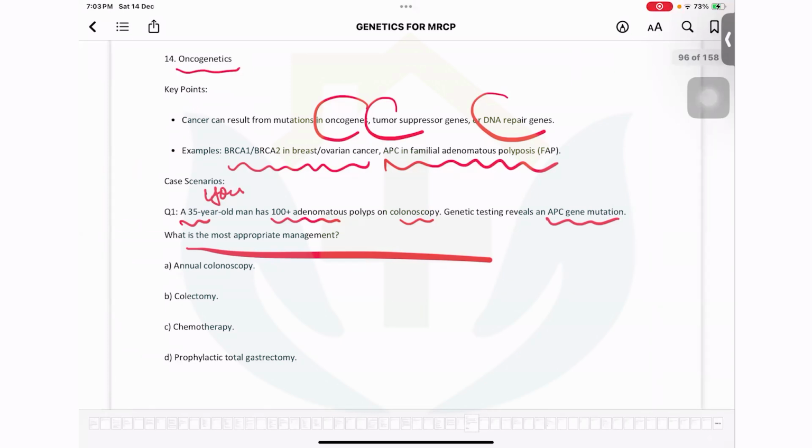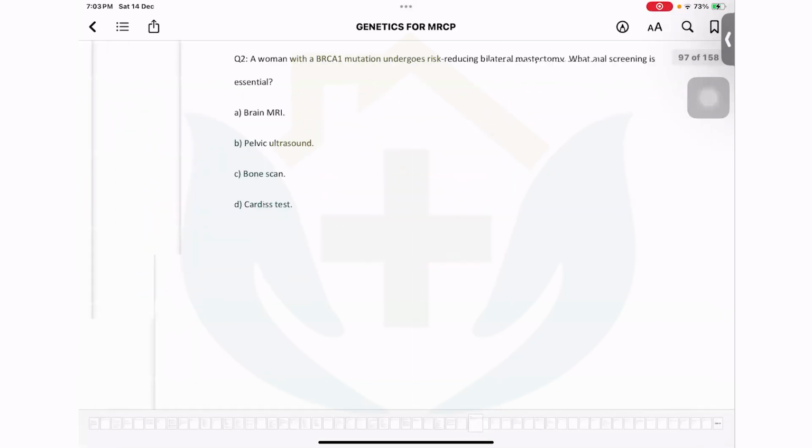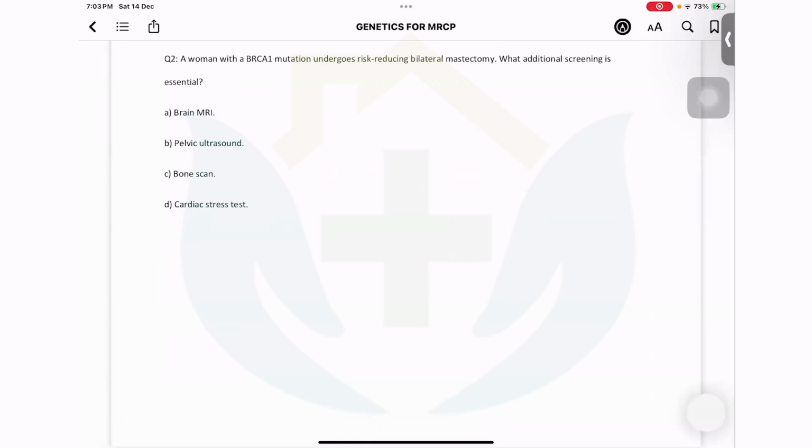Yes. Colectomy. No, colonoscopy. Colectomy. Colonoscopy is already done. He had 100 adenomatous polyps on colonoscopy. And then you did a biopsy. It is APC positive. No fun of keeping the colon and polyps inside. Remove it.